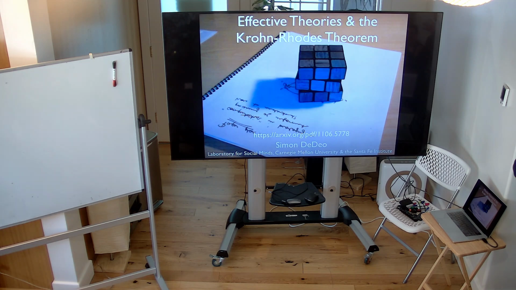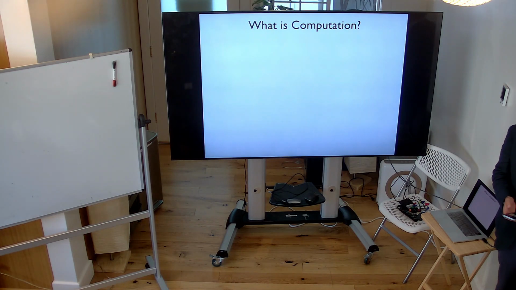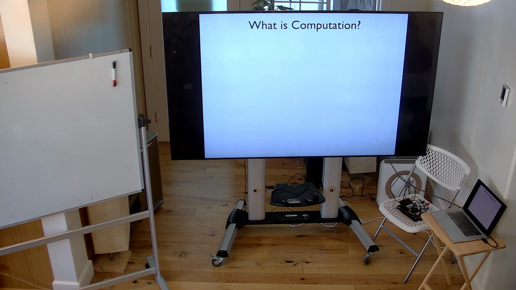So I'm going to teach you what the Krohn-Rhodes theorem is. We're going to have a little live demonstration of it. But let me begin by bringing up a big question that a lot of us have had over the years, which is: what is computation? We're interested in how things think. We have some idea that thinking is a form of computing. So if we want to study this scientifically, we might start by brainstorming what computation itself might be.